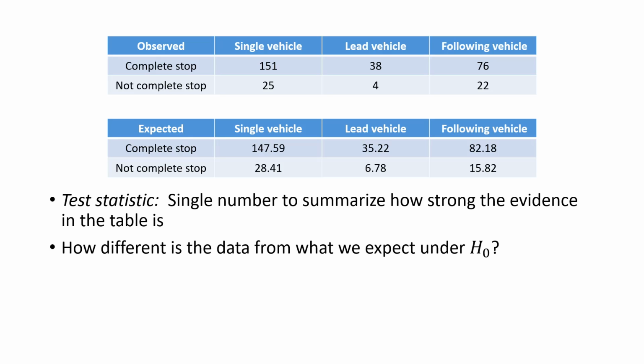Now we're ready to think about the test statistic, a single number to summarize how strong the evidence in the observed count table is against the null hypothesis. So a way to think about this is how different is the observed data from what we expect if the null hypothesis is true.